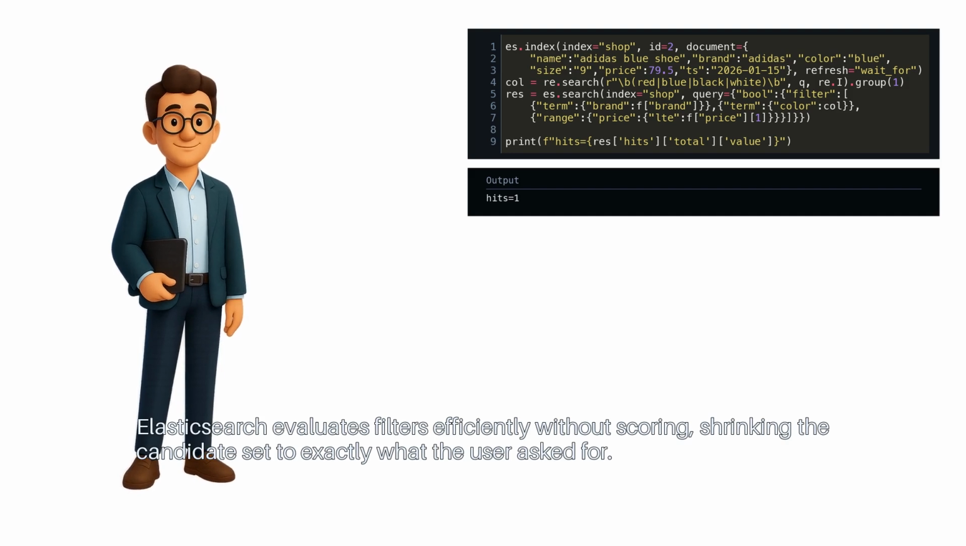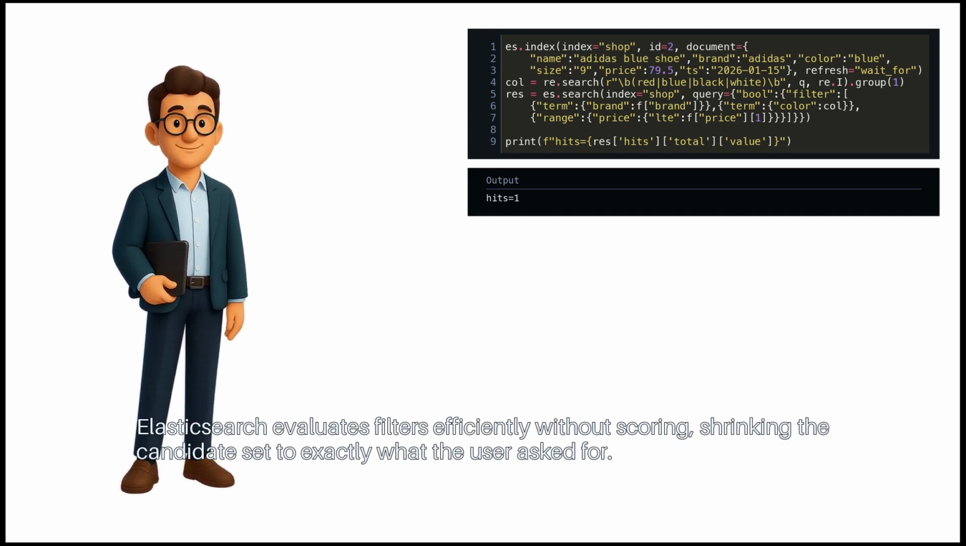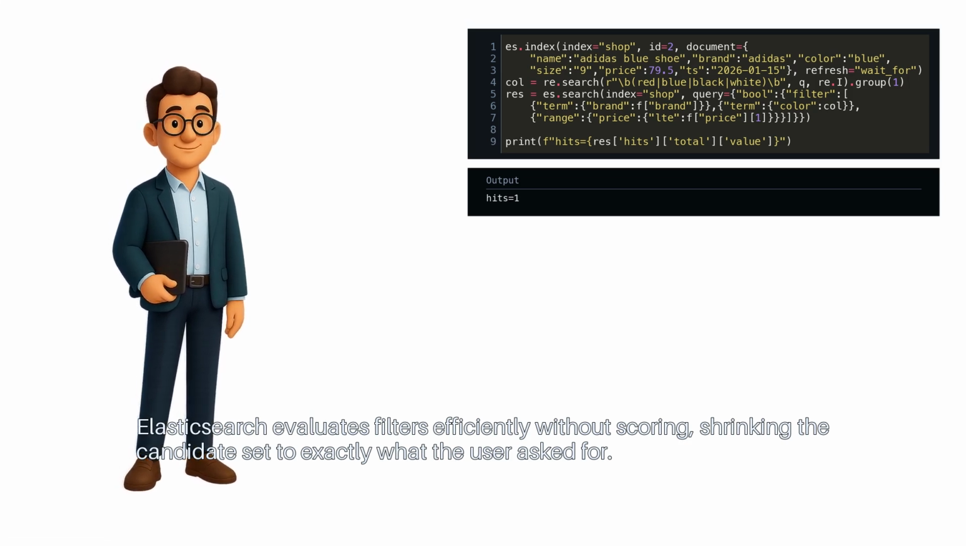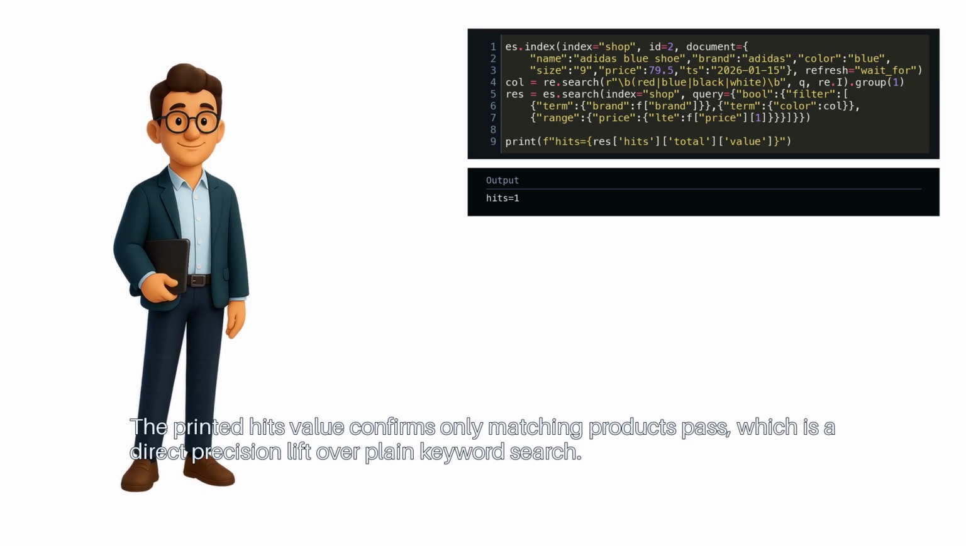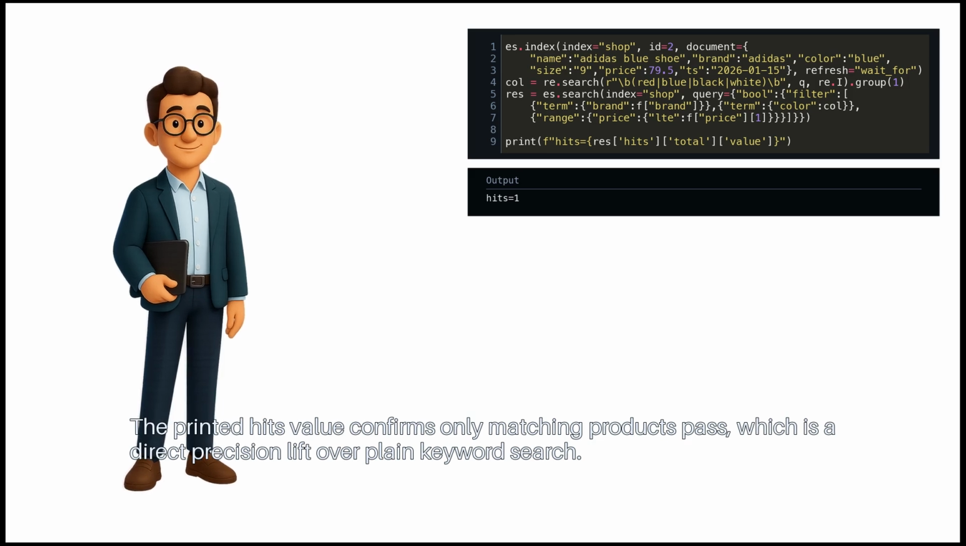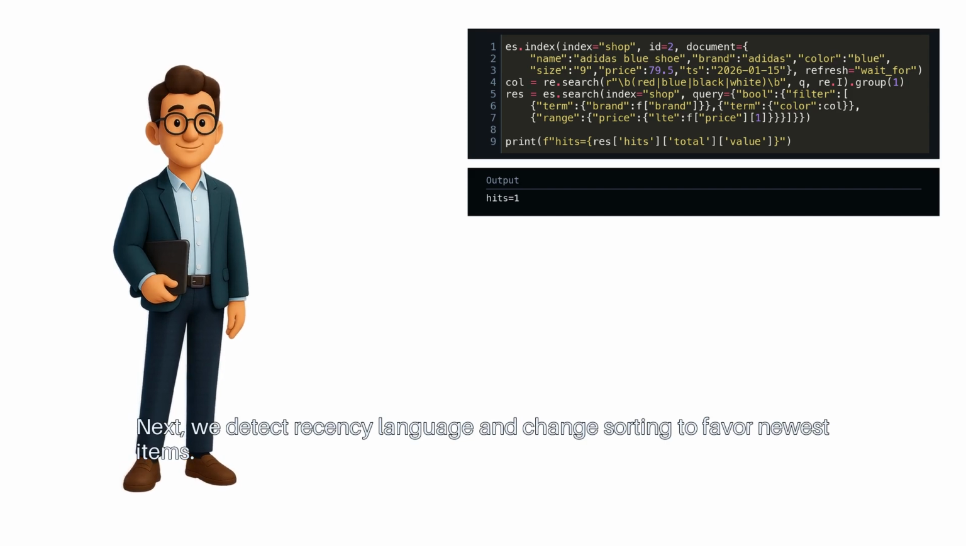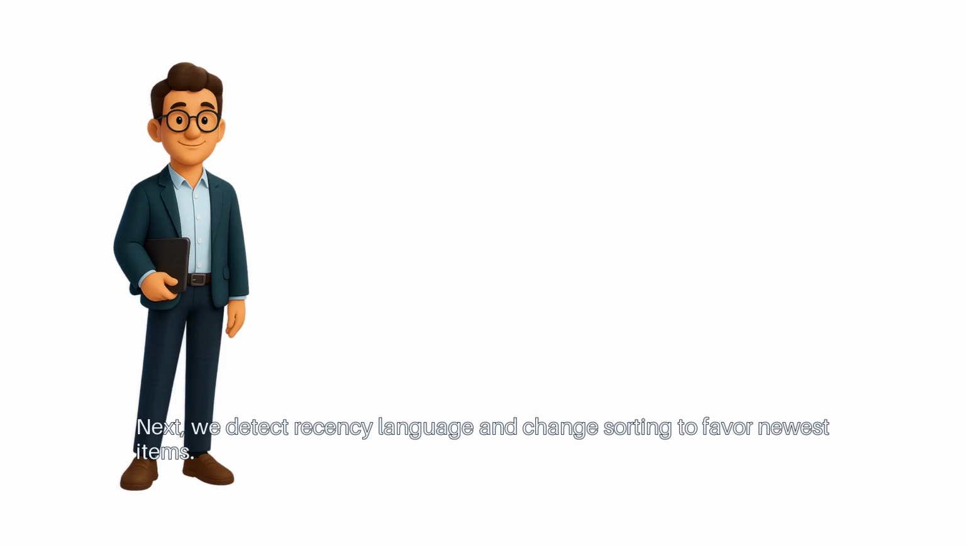Elasticsearch evaluates filters efficiently without scoring, shrinking the candidate set to exactly what the user asked for. The printed hits value confirms only matching products pass, which is a direct precision lift over plain keyword search. Next, we detect recency language and change sorting to favor newest items.